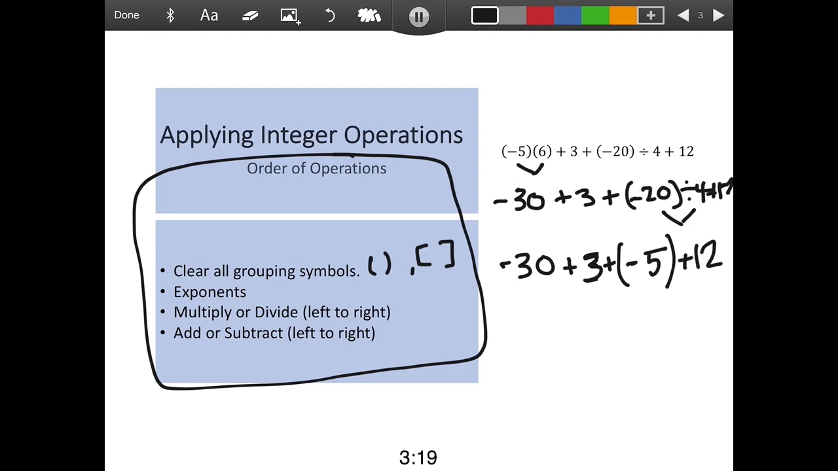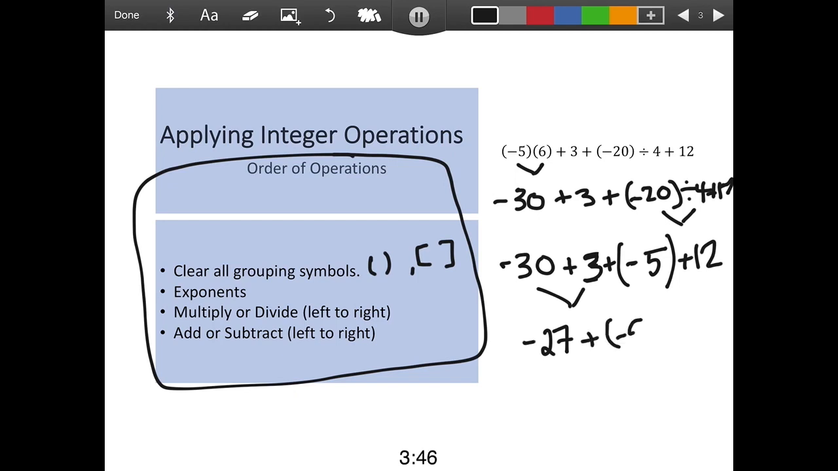Okay, so I don't have any more multiplying or dividing. So now I'm just going to add or subtract straight through the problem. So -30 plus 3. We got to think way back to activity 1. Are my signs the same? No. So I'm going to subtract. 30 minus 3 is 27. Take the sign of the greater absolute value, which would be negative.